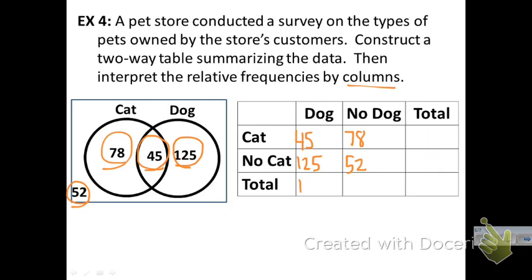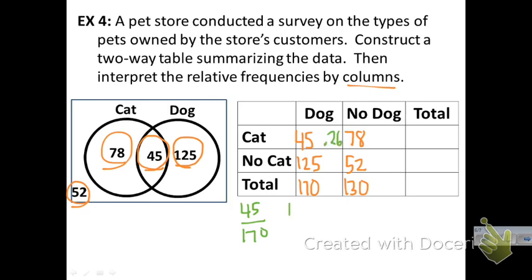So when we add those, I get 170. And when I add the no dog column, we get 80. No, we don't. We get 130. Okay, so from here it wants you to do relative frequencies by columns. So what we're going to do is take the 45 divided by the total in this column, which is 170. So we get 0.26 there.